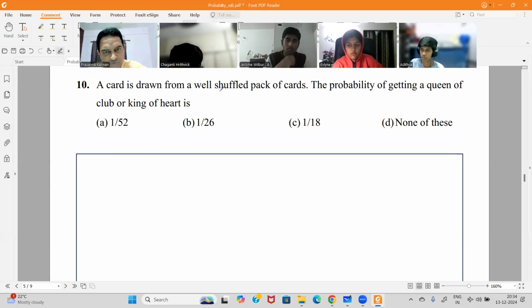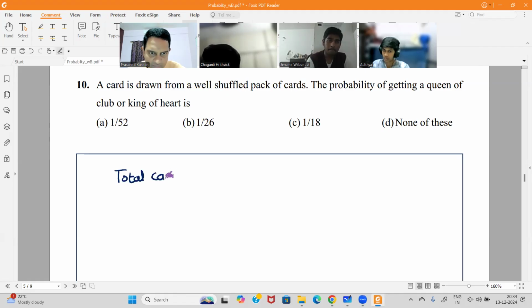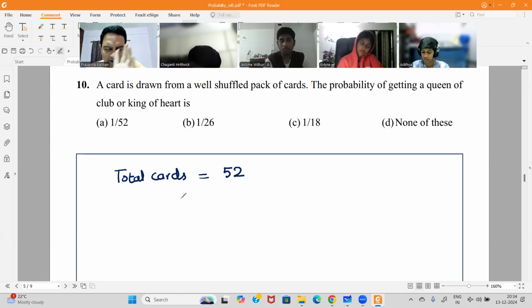A card is drawn from a well shuffled pack of cards. The probability of getting a queen of club or a king of heart is, right? So total number of cards. Yes, Jerome, can you unmute? How many cards do we have? 52, sir. 52 cards we have, correct? Now here we are only picking one card.